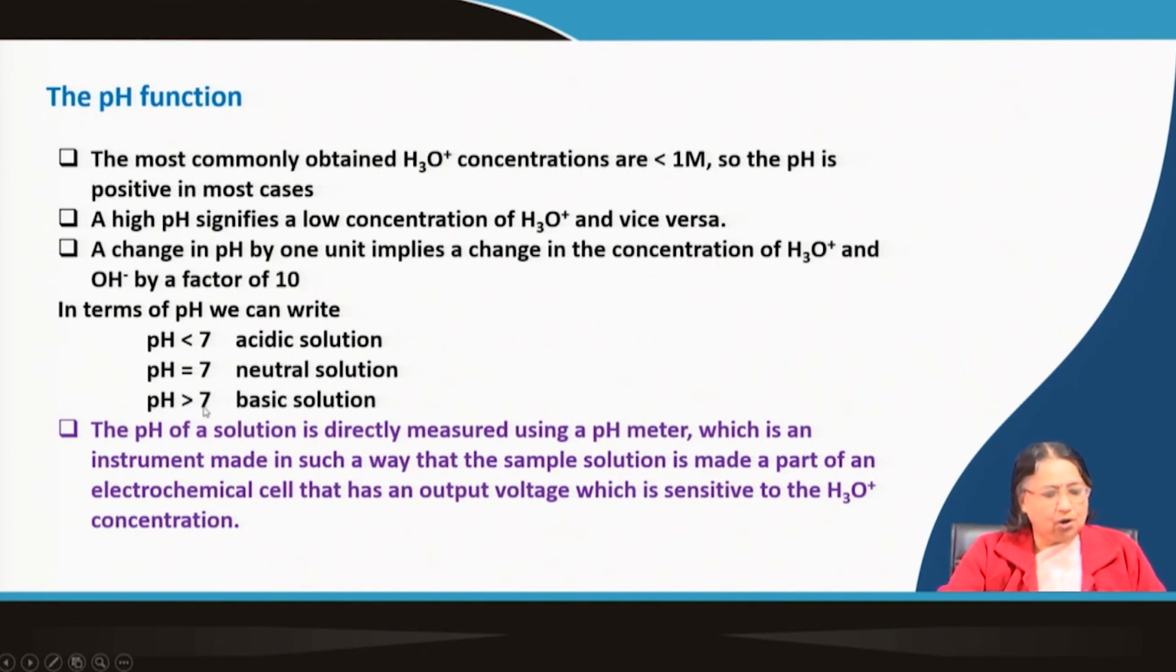The pH of a solution is directly measured using a pH meter, a very simple portable instrument, made in such a way that the sample solution is made a part of an electrochemical cell that has an output voltage which is sensitive to the H3O+ ion concentration. We have all seen the pH meter, a very simple instrument, and measuring pH is also very easy.